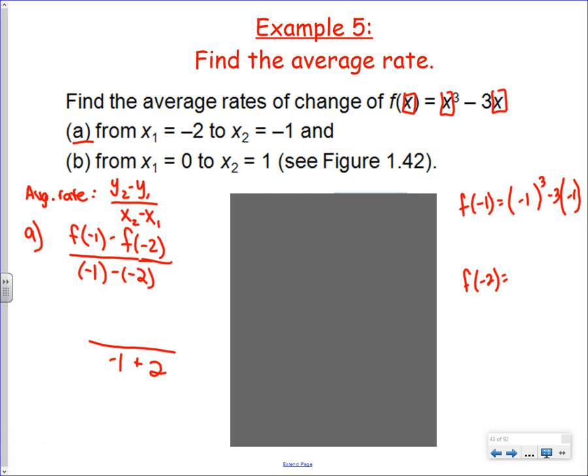So what are we going to do for negative 2? Do we still have something cubed? Do we still have minus 3 times something? Yes, but who's my something now? Negative 2.